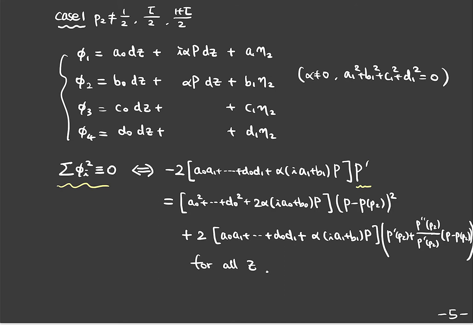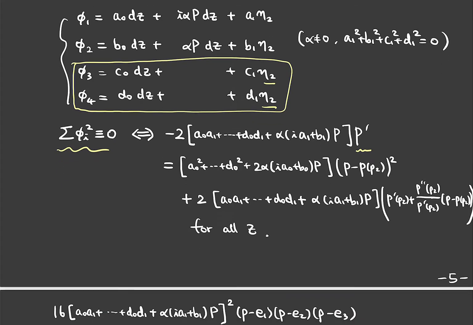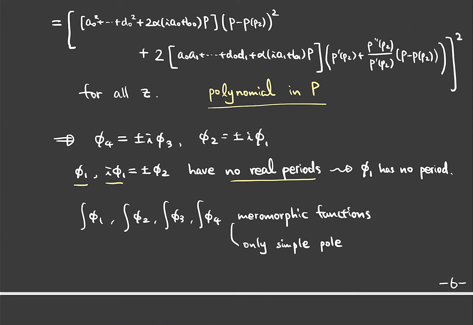Sorry, I will change something. If we see this phi 3 and phi 4 here, it has only a pole at P2, and by taking the integration of these meromorphic one forms, we have meromorphic functions with only a simple pole. And at least one of them is non-trivial, so it is a contradiction.